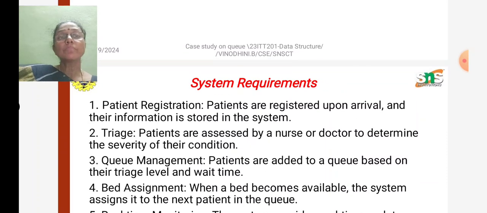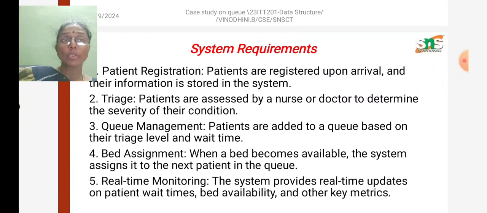First, we will see what the system requirements are for the above problem statement. The first one is patient registration. Patients are registered upon arrival and their information is stored in the system on a first-come basis. Next is triage. Patients are assessed by a nurse or doctor to determine the severity of their condition.